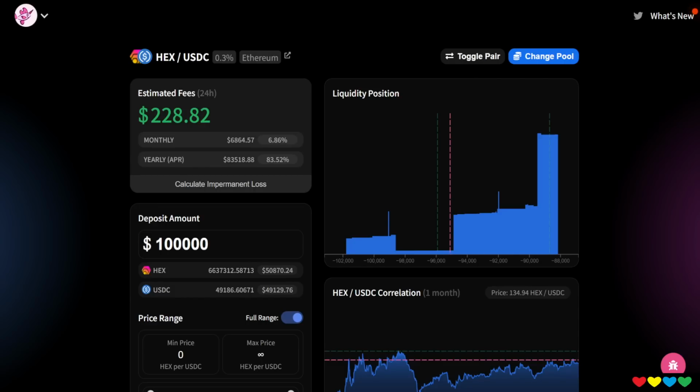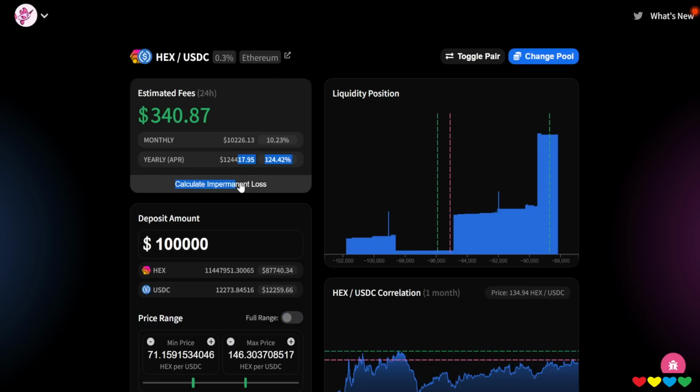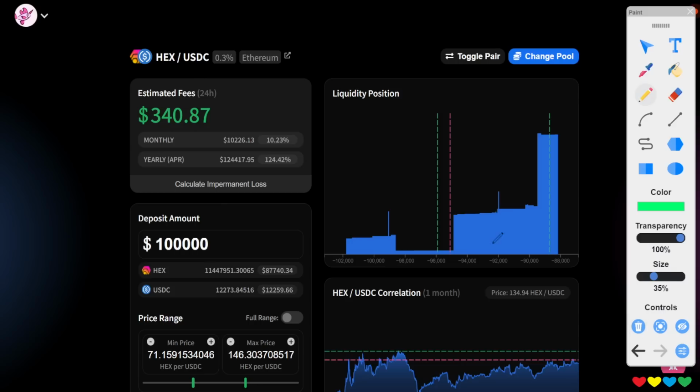And now for some fun, I went and I entered the HEX USDC pool. This is going to be very interesting, all right? So the HEX USDC pool, because HEX's liquidity is thinner, okay? We will be able to get higher numbers to be compensated for this. But now it becomes even more interesting, because $100,000 in the year, you might be flipping out here. You might be going, whoa, $100,000 earns me $124,000. Aren't I a genius?